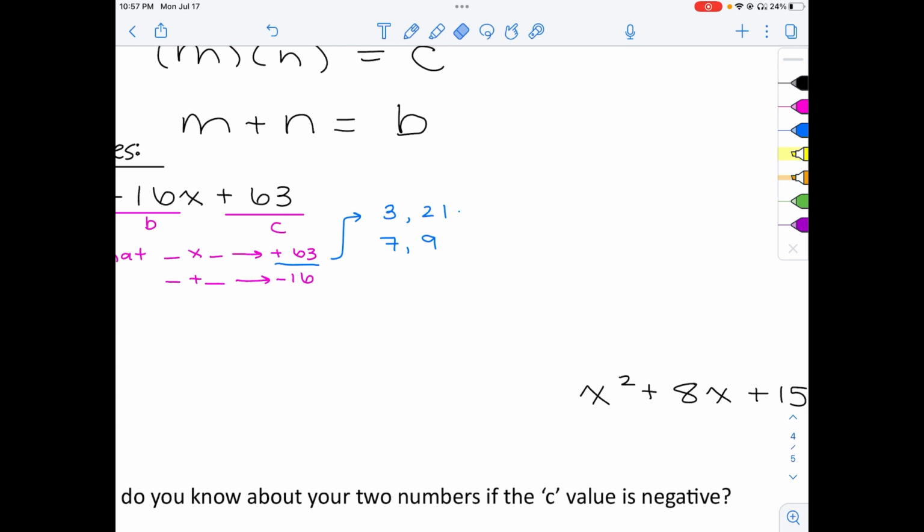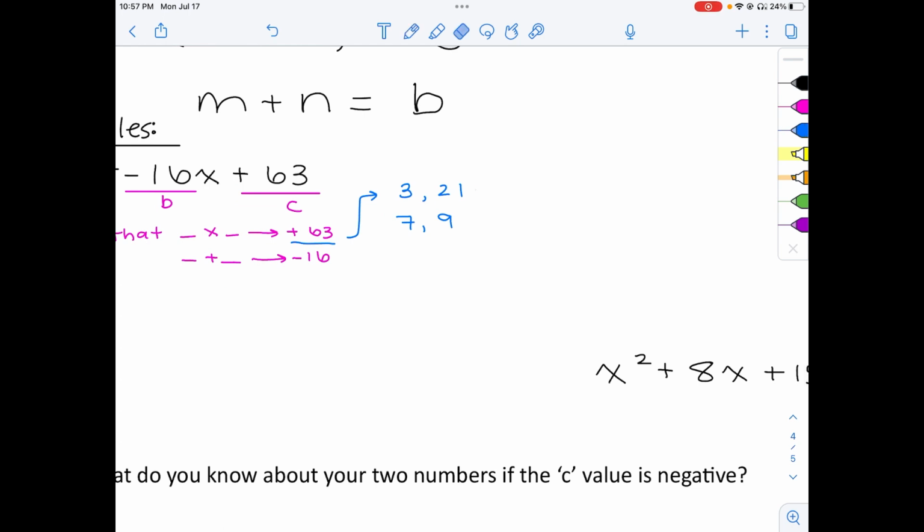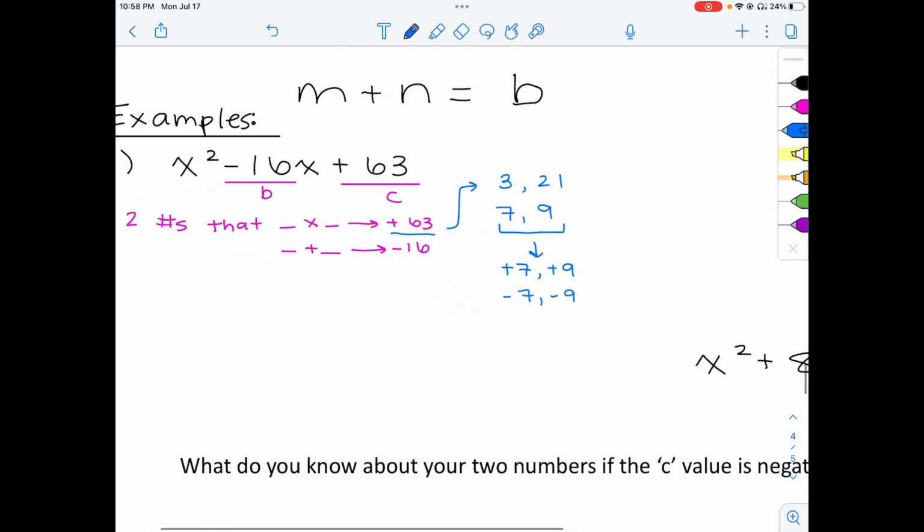So what I'm going to do then is I'm going to look at the options for 7 and 9. Okay, so you might have noticed when I was doing that, if I have one number positive and one negative, then when I'm multiplying, I get a negative C value, which I don't want. Okay, so from these two, my options are going to either be plus 7 plus 9 or negative 7, negative 9.